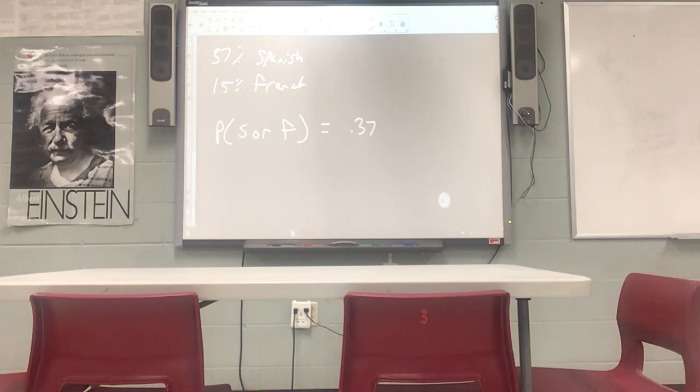Now, or, what did it do after the probability of the first one? Add, subtract, multiply, divide? What did the formula do on an or? Add. And then what's the probability of a student being in French? 0.15, so we add that up. 0.37 plus 0.15 is 0.52. 52% chance that a student's in one of those classes. Easy. What you're going to have to be careful about is remembering which ones you add and which ones you multiply. Okay?